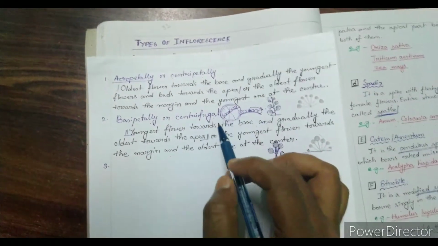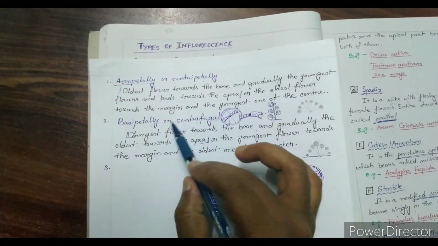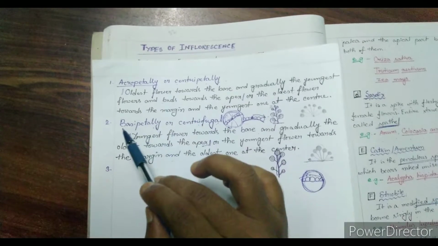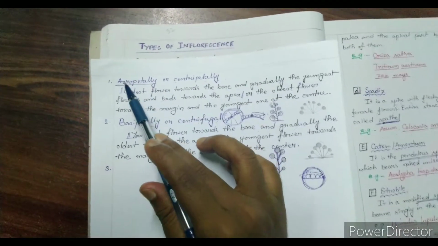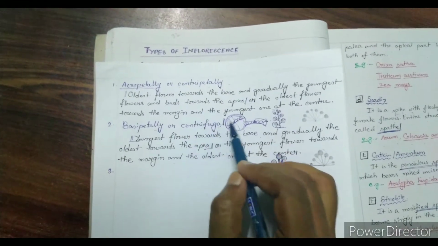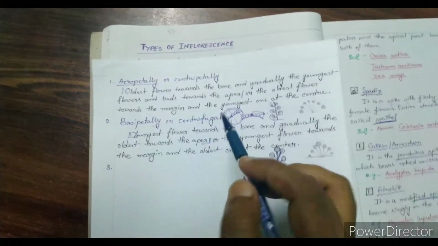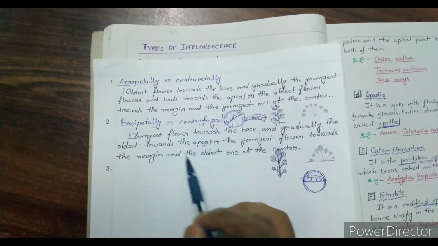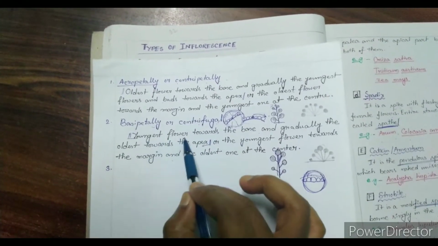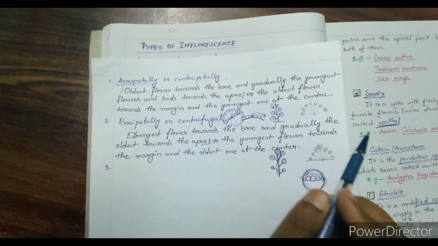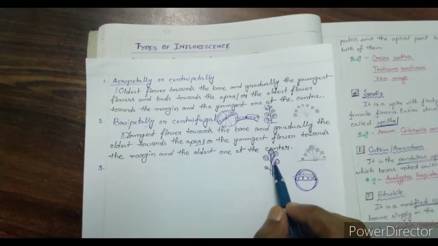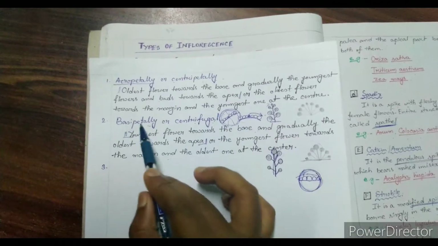In the same way we can also discuss basipetal and centrifugal, because basipetal is the contrasting term of acropetal, and centrifugal is the contrasting term of centripetal. So what are the basipetal and centrifugal types of arrangement? In basipetal arrangement, the youngest flower is toward the base and gradually the older flowers are toward the apex. This type of arrangement is shown in basipetal.